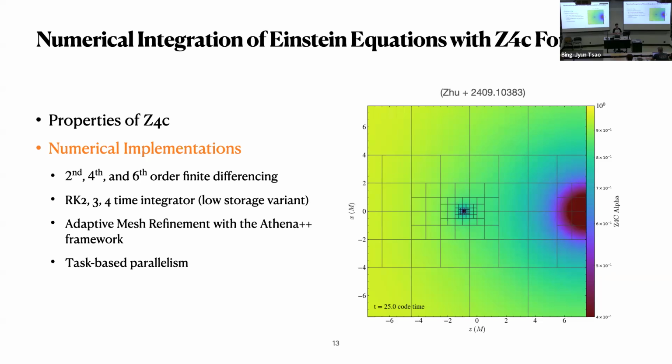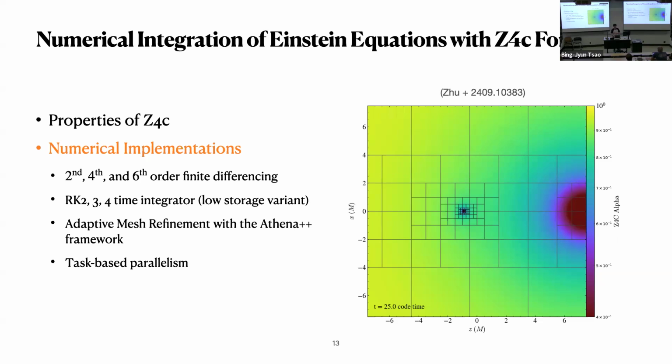We implemented second, fourth, and sixth order finite differencing, which corresponds to using 2, 3, and 4 ghost cells, because we need an extra ghost cell for the advective derivatives for the shift terms for stability. For the time integrator, we use a family of Runge-Kutta schemes. For RK4 specifically, we use a low storage variant, because on GPU we are limited by VRAM. So basically we are taking one more stage to save on one memory register.